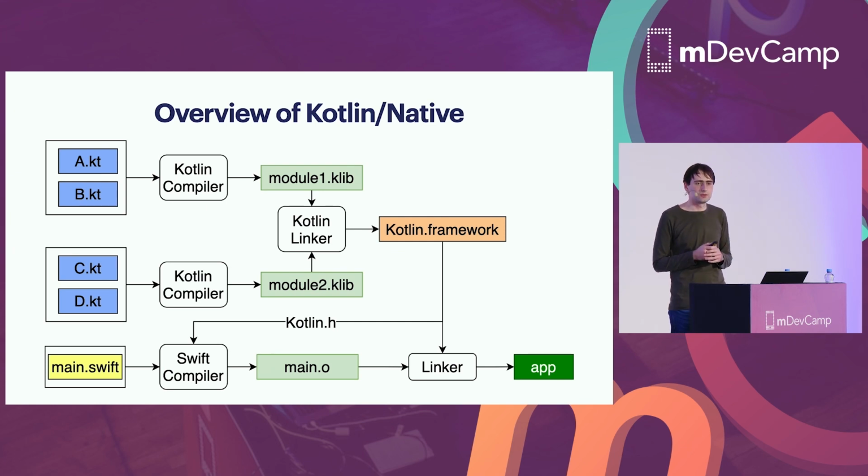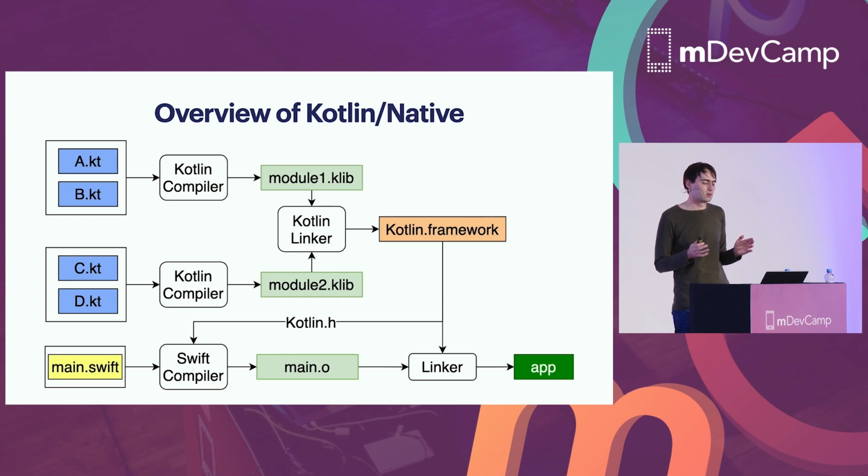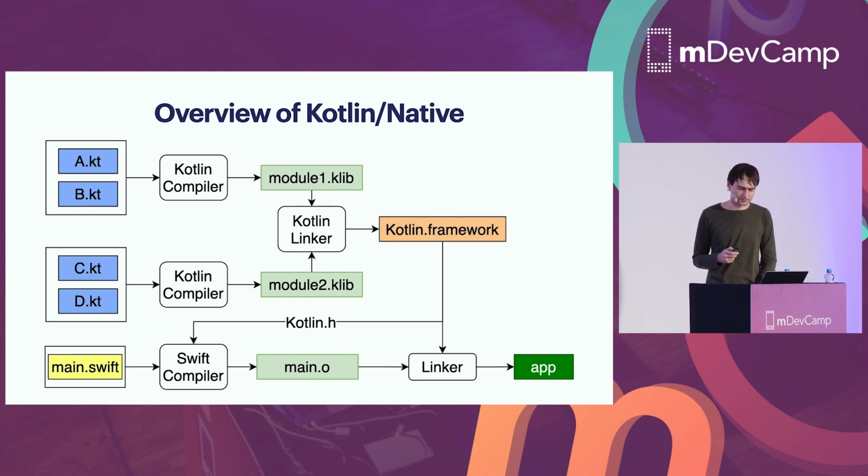And as such, the framework contains a header file and a binary, as we've seen before. This header file then goes to the Swift compiler. It needs it in order to compile the Swift code, which can depend on the Kotlin code. The Swift compiler outputs an object file for the Swift, and we can give this object file to the linker. We also take the binary from the framework. The linker is happy, and we get an executable that combines Swift and Kotlin.